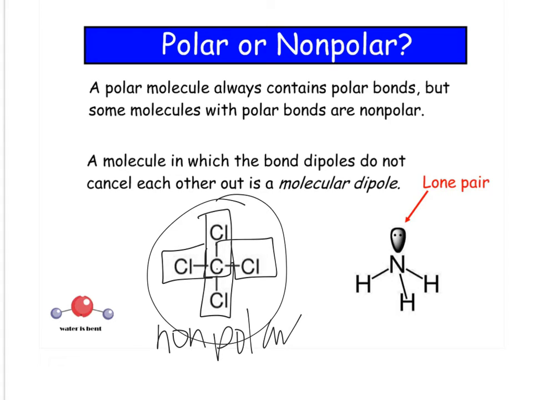It has this lone pair. So that means this molecule overall is going to be polar because these little tiny hydrogens, really a lone pair is huge, it's more like this with the 2 electrons. So this is going to be a more electronegative area than these tiny little hydrogens.